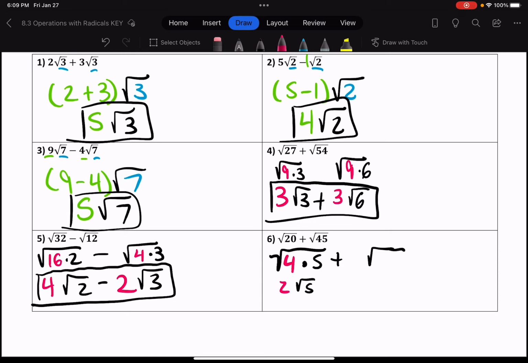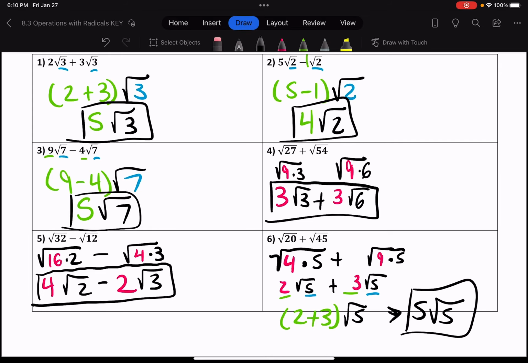And I know that 45 is 9 times 5. Notice, if I'm looking at their non-perfect square factor, they are the same, which means we will be able to do more simplification to this expression. The square root of 9 is 3, and that's going to yield 3 times the square root of 5. And now they both have the radicand of 5, so I can combine the coefficients of 2 and 3. So 2 plus 3 times the square root of 5, which will simplify to 5 times the square root of 5.